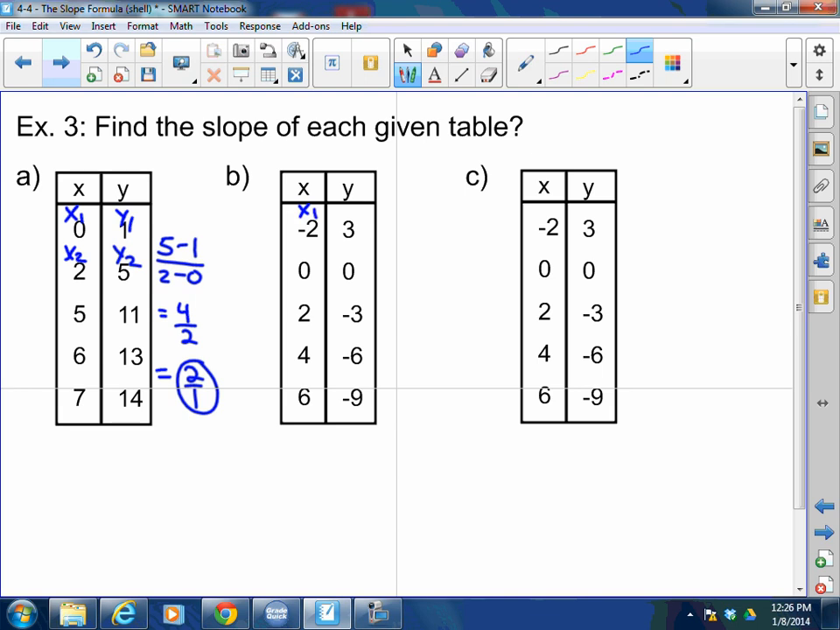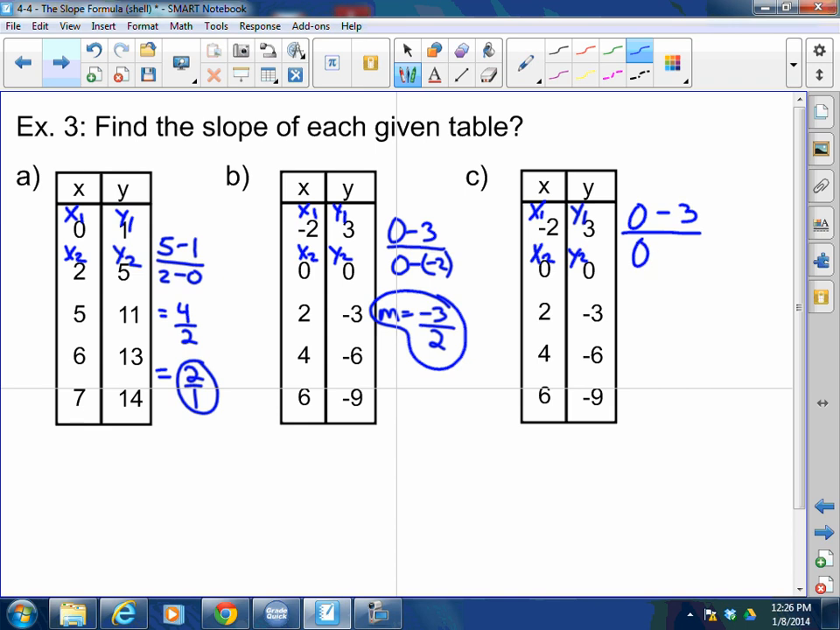B, x1, y1, x2, y2. y2 minus y1 over x2 minus x1. So my slope is going to equal negative 3 over positive 2. That's my slope. Then x1, y1, x2, y2. y2 minus y1 over x2 minus x1. That's negative 3 halves, and that is my slope.